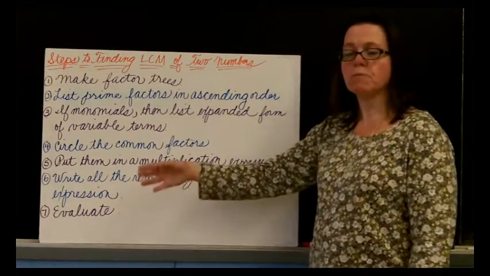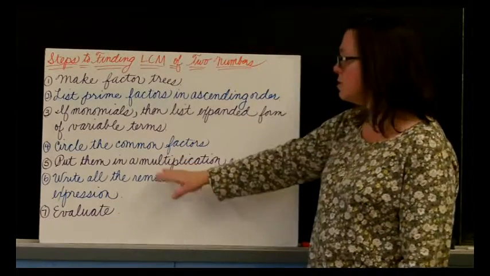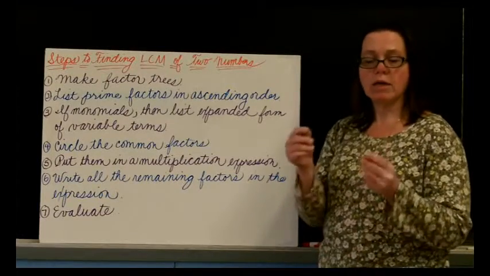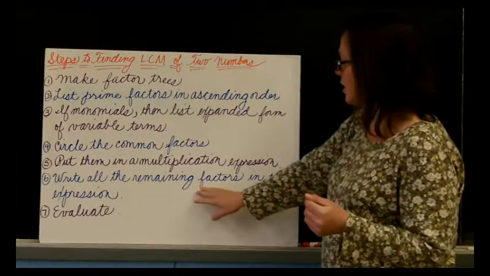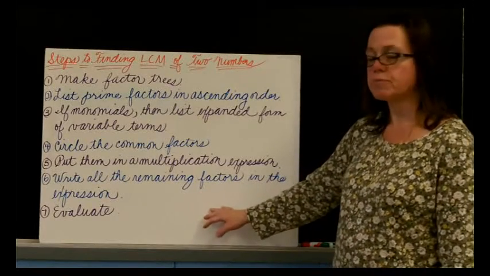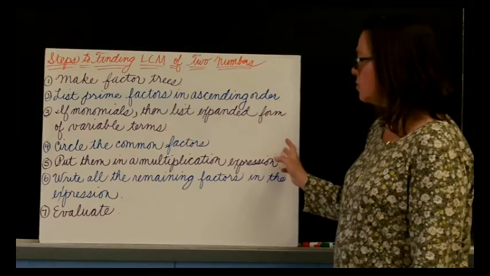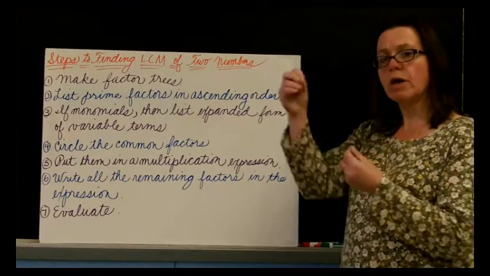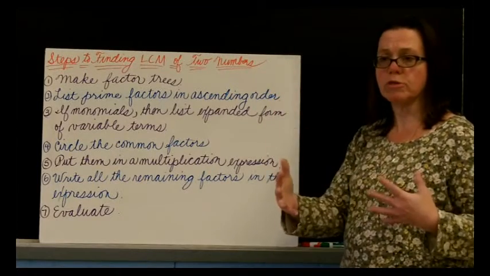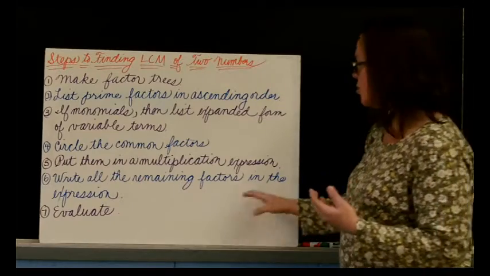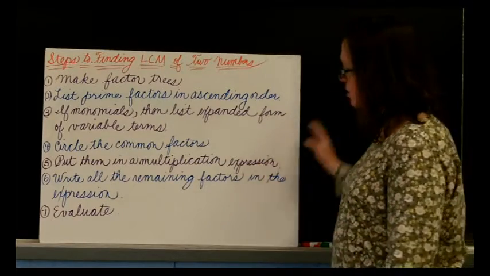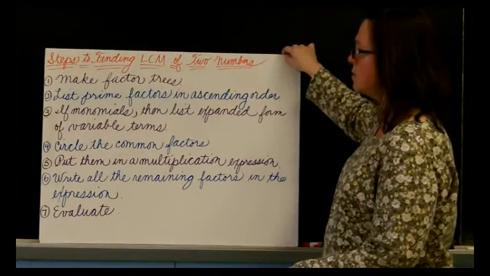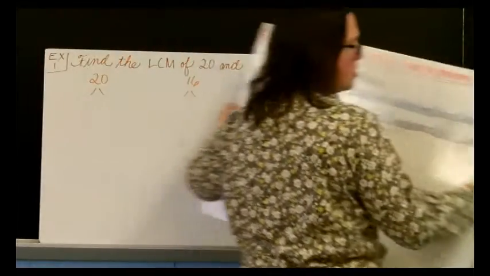These first 5 steps are a review for you because these are the exact steps that we followed in the previous lesson, finding the greatest common factor. And here is where the difference is. There is an extra step before we evaluate. Once we have identified and circled our common factors and put them in an expression, we need to then take all the other factors from our list, from our rows, and include them in our expression. After you have all the factors listed, then you evaluate. And this will become clearer as we follow these steps to solve our next 2 examples.